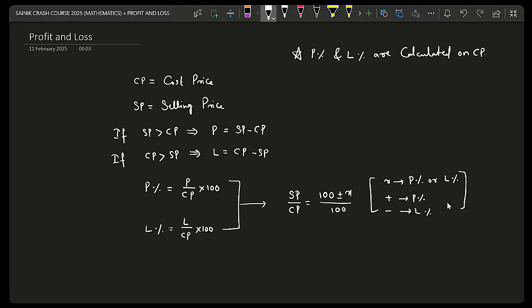So this is the shortcut to find the relation between selling price, cost price, and the profit percent or loss percent. If X is showing profit percent, we use plus. If X is showing loss percent, we are going to use minus.